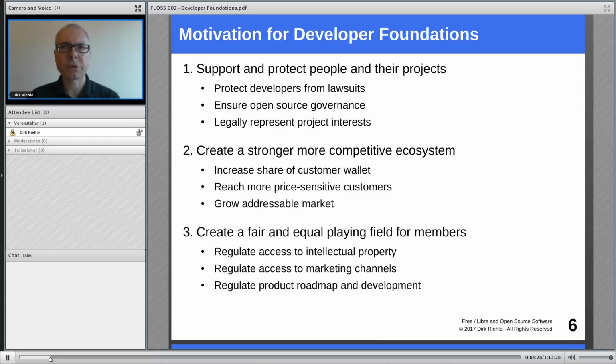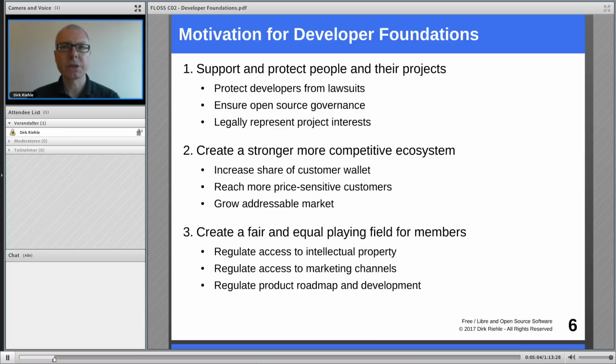So the motivations for open source developer foundations are manifold. The initial historic one was to support and protect the developers and the open source projects. So the foundations were created to protect developers from lawsuits, to make sure the projects are usable and maybe, if necessary, to defend trademarks and other intellectual property rights associated with the projects in court.